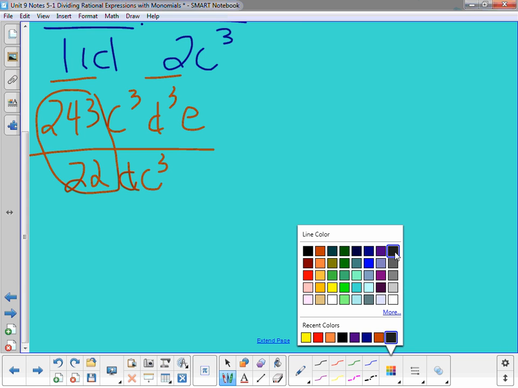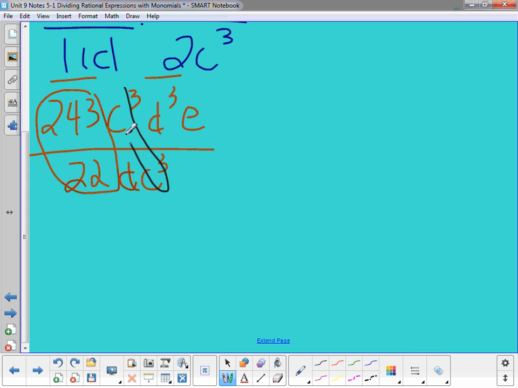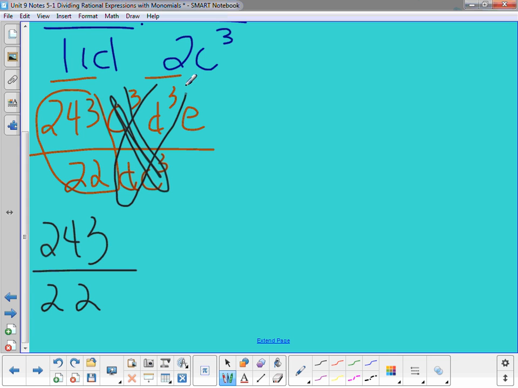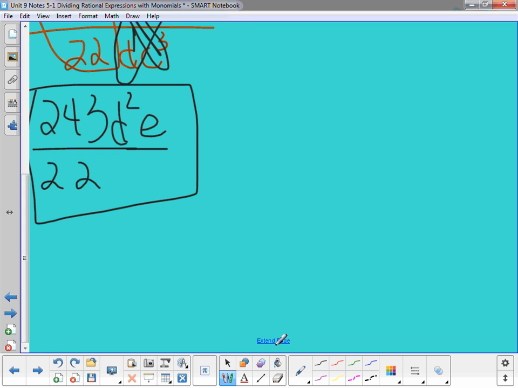So then we're going to simplify the letters. Well, here I have c cubed over c cubed. That's going to cancel out. 243 over 22, we're going to keep that. Now our c's have canceled out because we had c cubed over c cubed. Here we have d cubed divided by d. Remember, this is the same as d to the first. So if you have d cubed divided by d to the first, that's just going to leave you with d squared on top when you subtract those exponents. Now this e doesn't have any pair on the bottom, so it's just going to be e on top. And so this right here is your final answer.